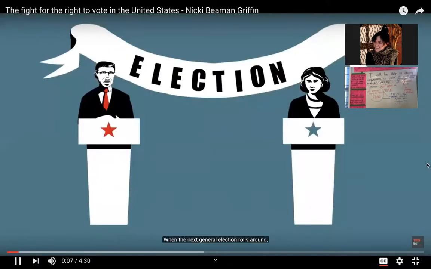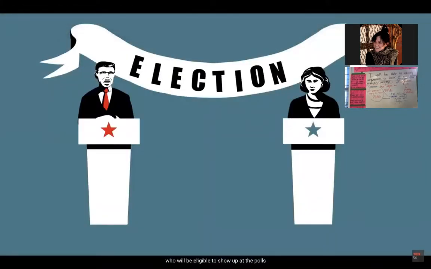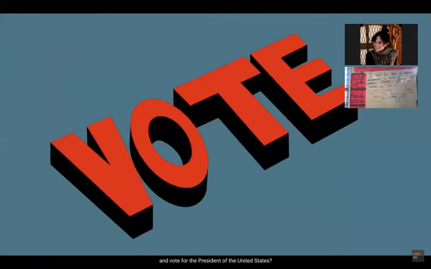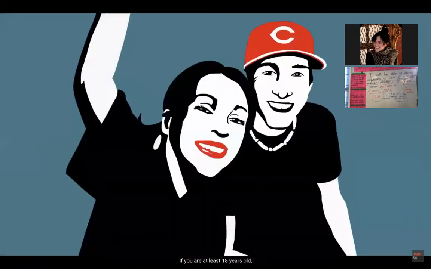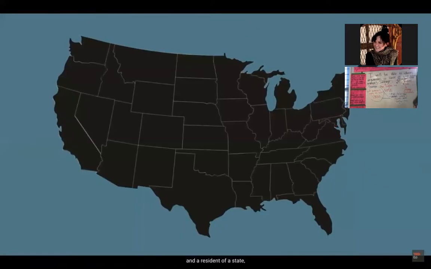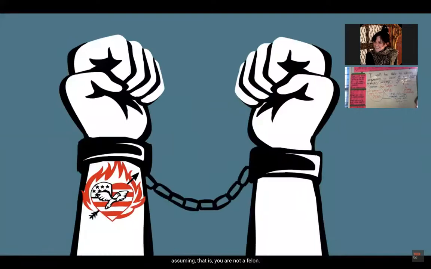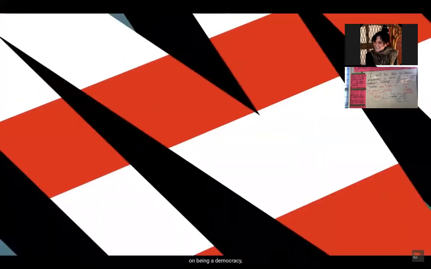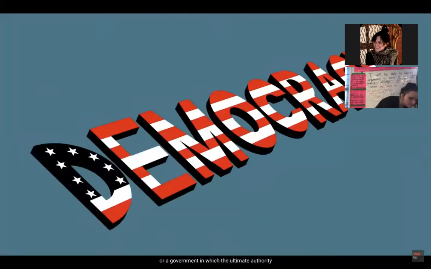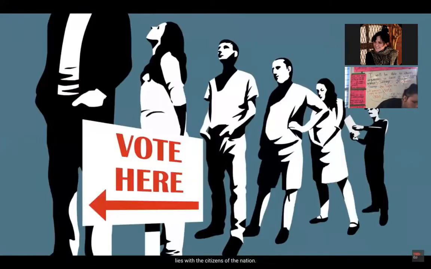When the next general election rolls around, who will be eligible to show up at the polls and vote for the President of the United States? It's really pretty simple. If you are at least 18 years old, a citizen of the US, and a resident of a state, you can vote, assuming that is you're not a felon. Seems about right. After all, the United States prides itself on being a democracy, or a government in which the ultimate authority lies with the citizens of the nation. But it was not always this way.